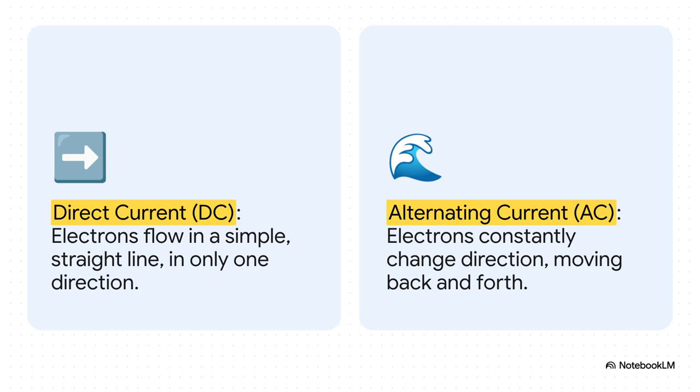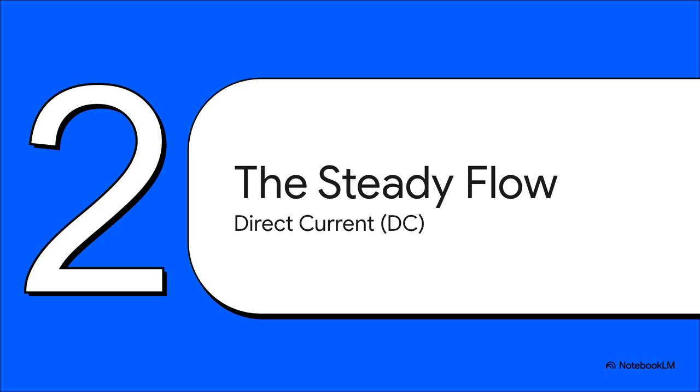And this brings us to our two main characters in this story. First, you've got direct current, or DC, where the electrons just flow in a nice, simple, straight line. And then you have alternating current, or AC, where the electrons are constantly changing direction, zipping back and forth in a sort of wave. Let's get to know our first character, direct current.